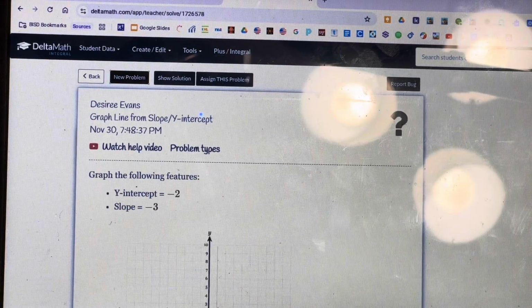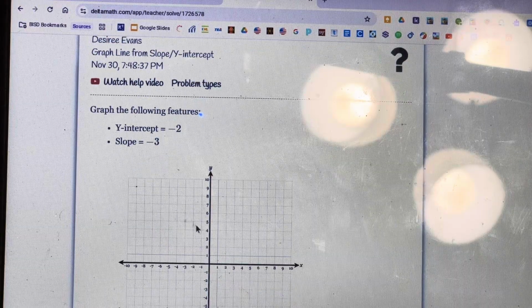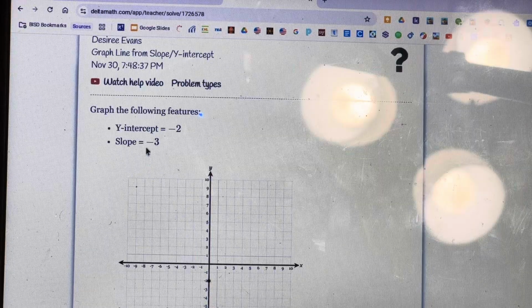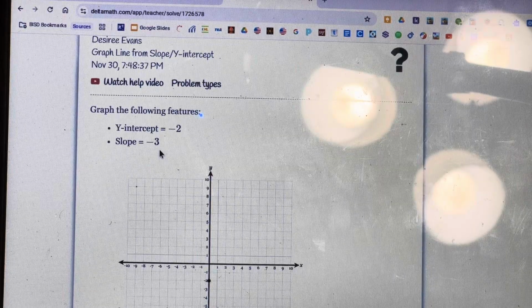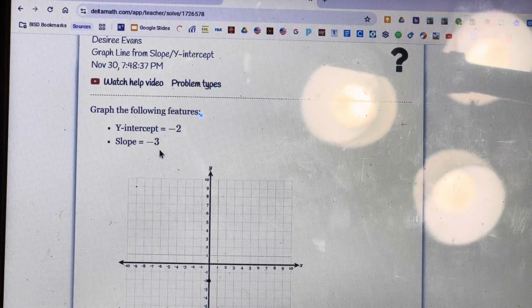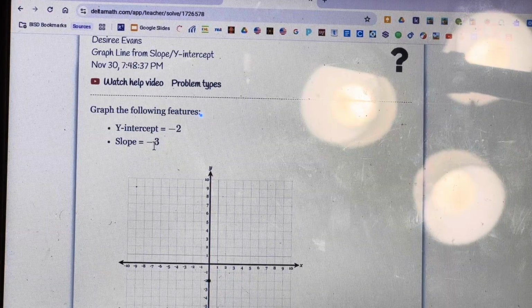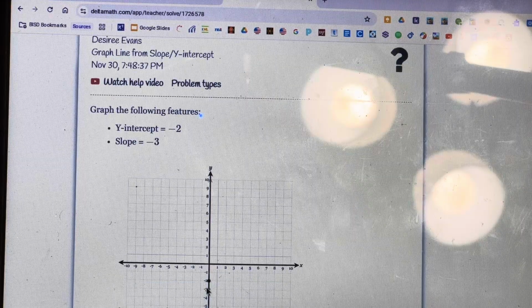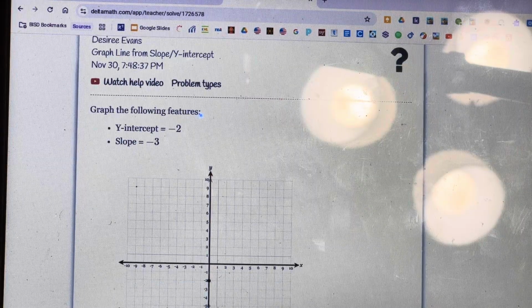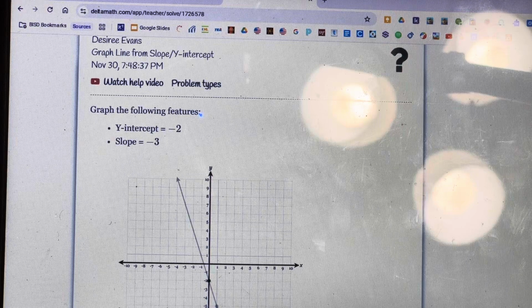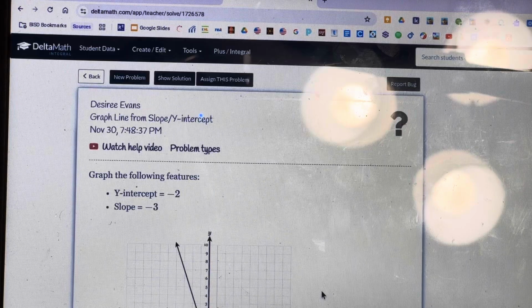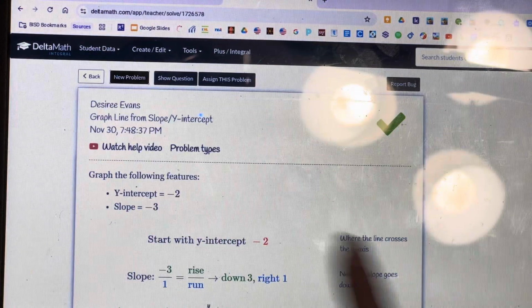Good job. All right, let's do one more. So y-intercept is at -2. That means on the y-axis, I go to -2. In this case, our slope is -3, but it's not a fraction, right? So how would I make -3 a fraction? Put it over 1, right? Since my slope is negative, that means I'm going down. So I'm going to go down 3, over 1 means I'm going to run 1. That would be my slope and my line. Submit. Good job.